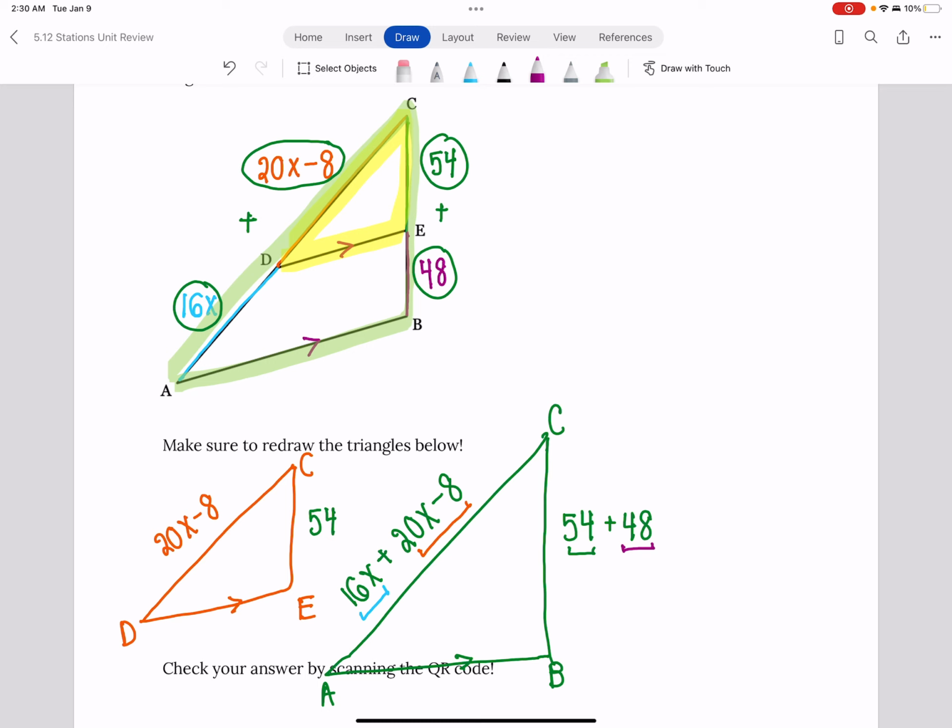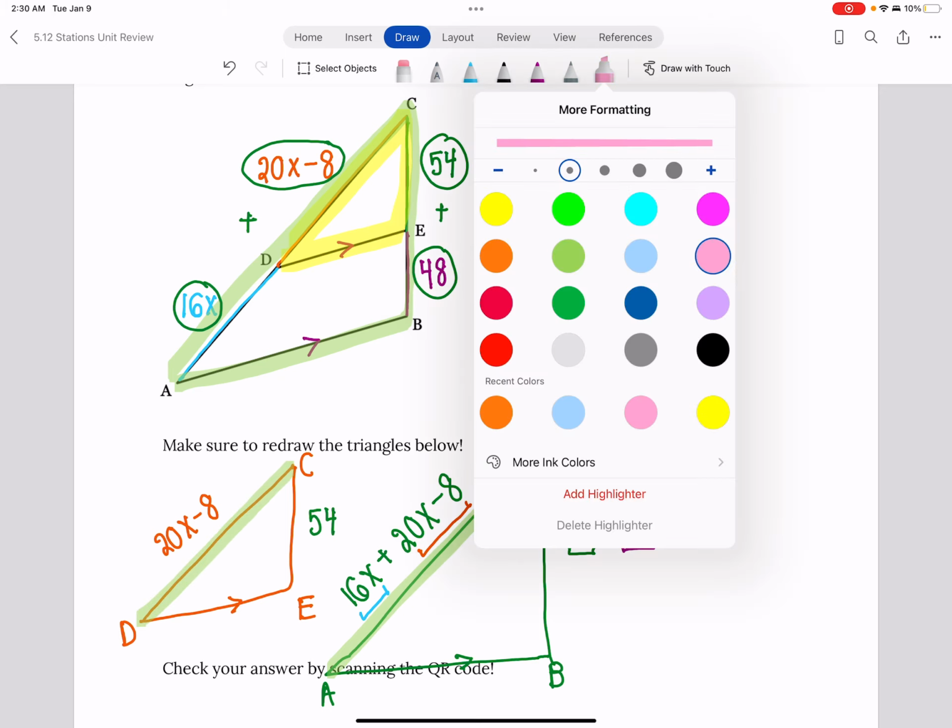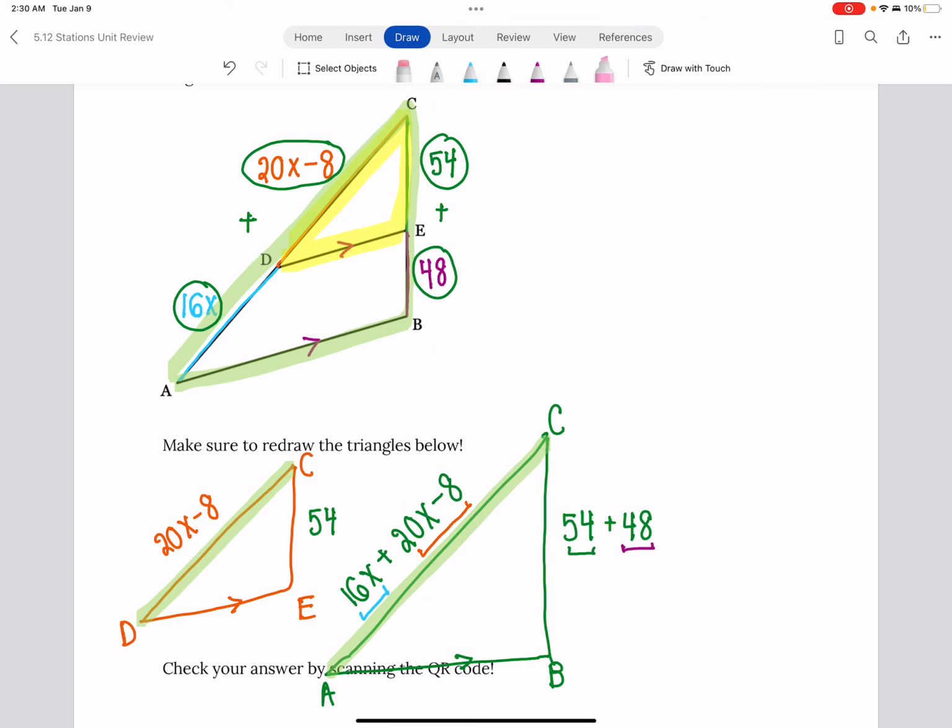Okay, now I can really set up a proportion. There are, as you know, many ways to set up your ratio or your proportion, but I'm going to go with big to small. So I'm going to highlight this big to small, their corresponding sides. And then I'm going to go back to my big triangle, and I'm going to correspond that with the small triangle's side length.